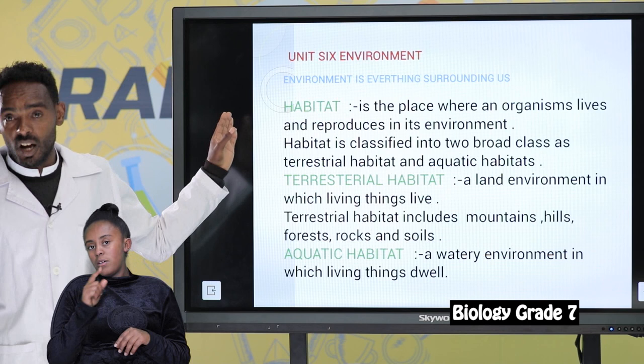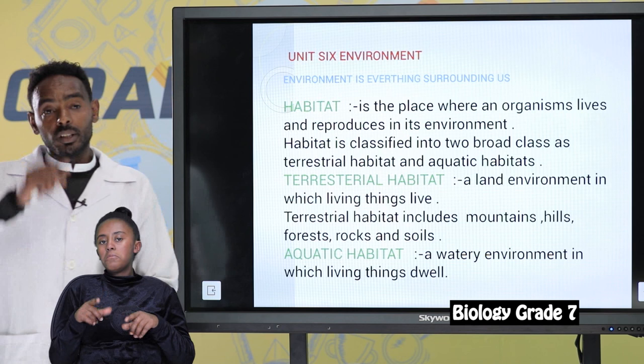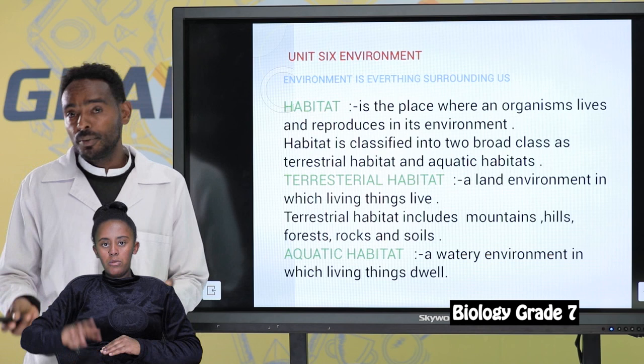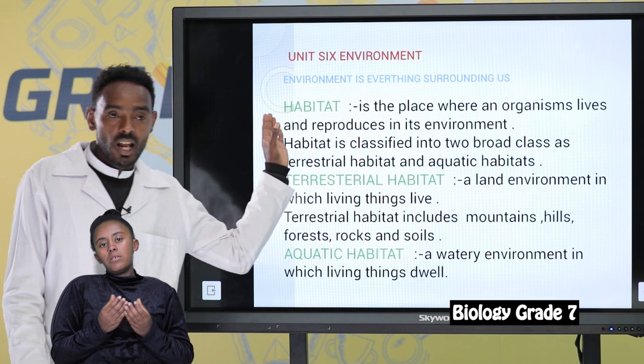Let us define habitat. Dear student, I will give you a chance to define habitat. What does habitat mean? Habitat is a place where organisms live in and reproduce. There are two types of habitat. We can classify habitat into two broad classes as terrestrial habitat and aquatic habitat. Let us see one by one.